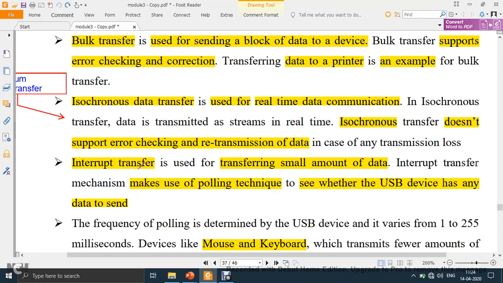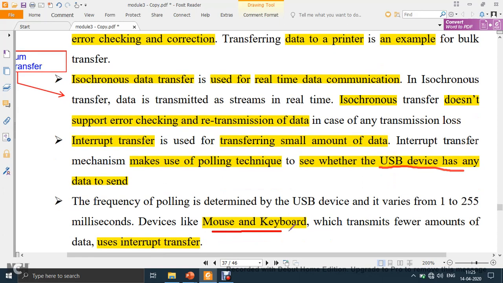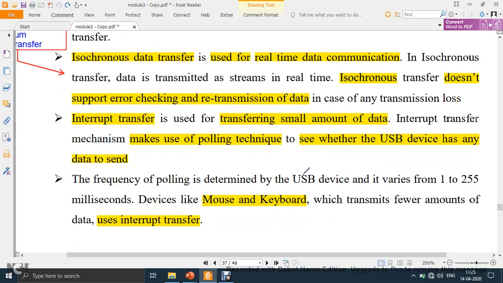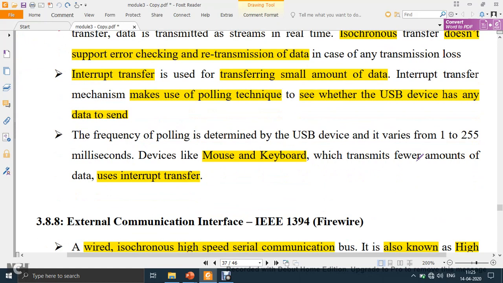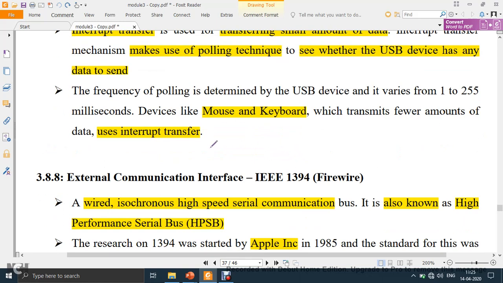So this is the interrupt transfer mode wherein polling is used. An example is a USB mouse and keyboard, which utilize this interrupt transfer mode of data transfer. The polling frequency varies from 1 to 255 milliseconds, so every 255 milliseconds the line will be checked. That is polling. So this is about the USB external communication interface.